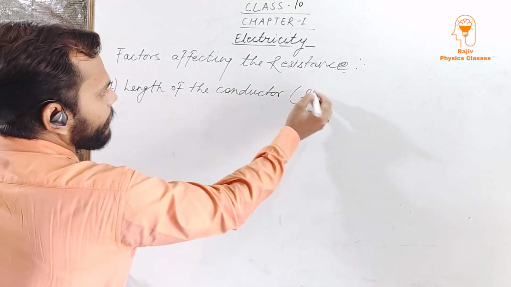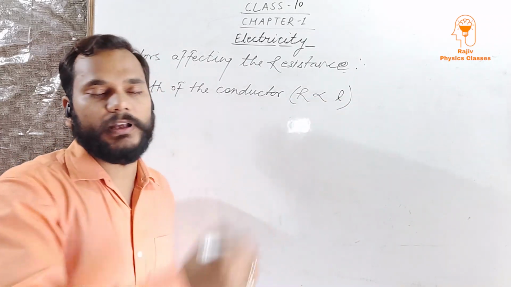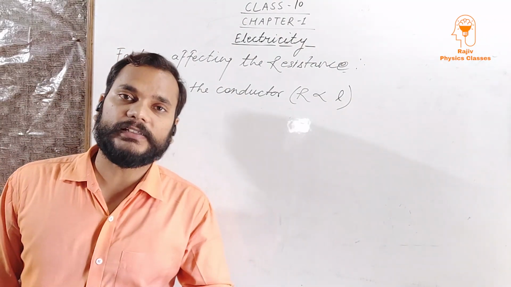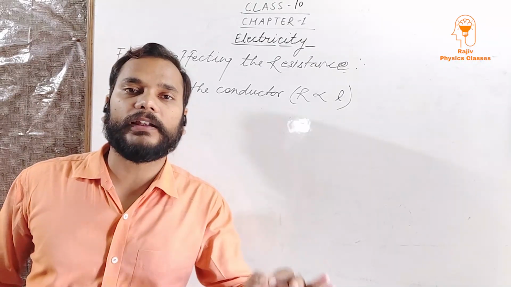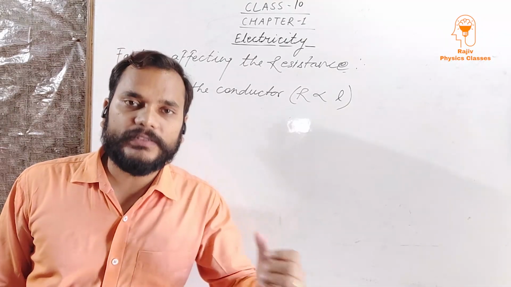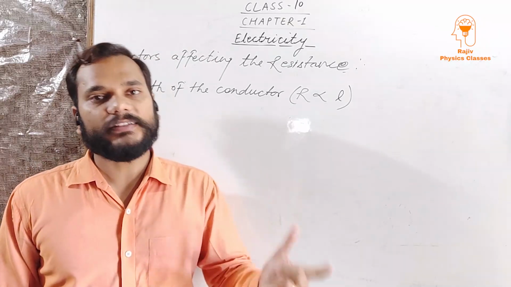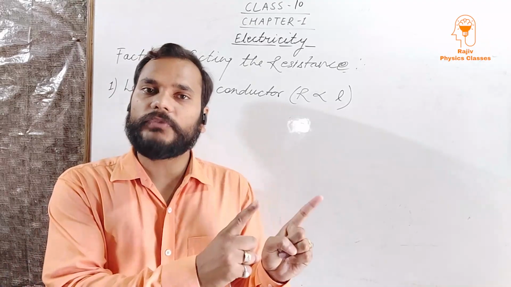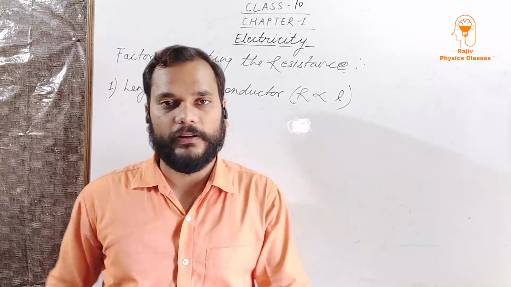The first, which is a very important factor, is that resistance depends on the length of the conductor. Resistance is directly proportional to the length of the conductor. As we increase the length, the resistance will also increase. As we decrease the length, resistance will also decrease. So the relationship between resistance and length is that they are directly proportional to each other.